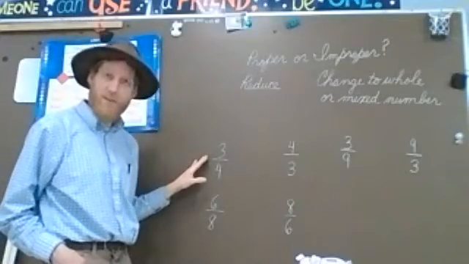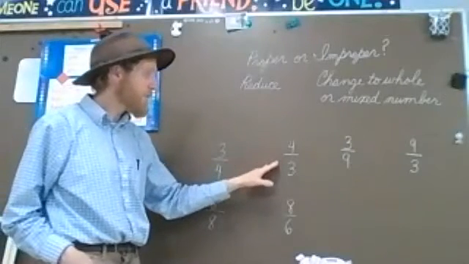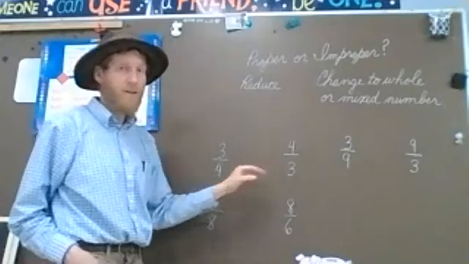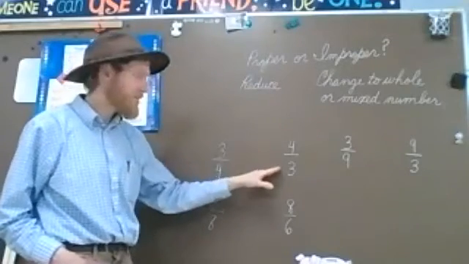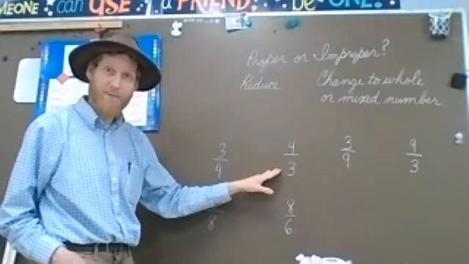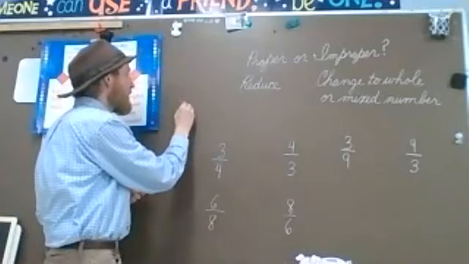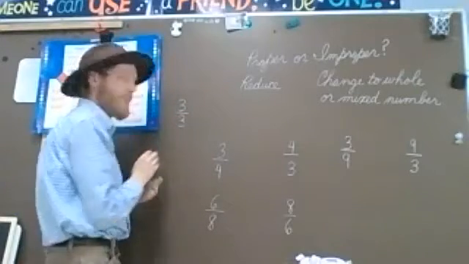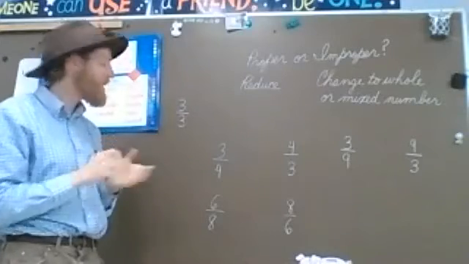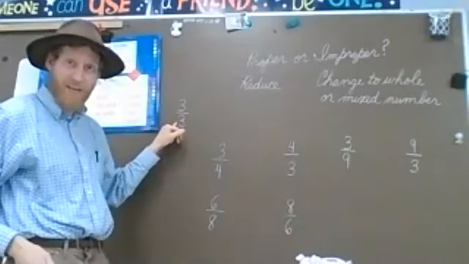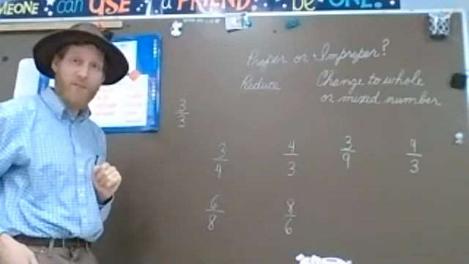Is 3/4 proper? Yes, it is. Is 4/3 proper? No, it is not, because the denominator is not larger than the numerator. Now, that also means that 3/3, what if they're the same? That is improper, right? That is also improper because the denominator is not larger, it's the same. So the denominator has to be larger in order for it to be proper.